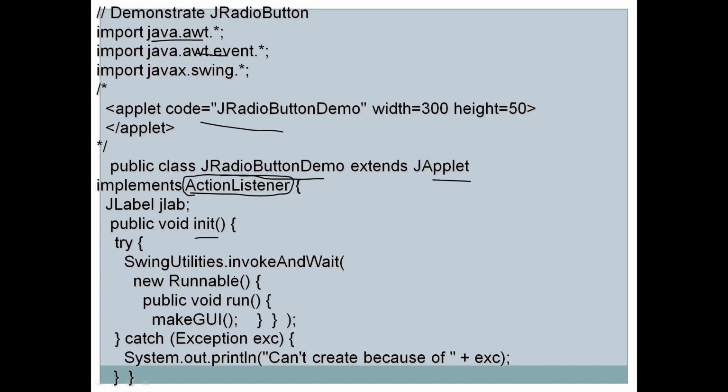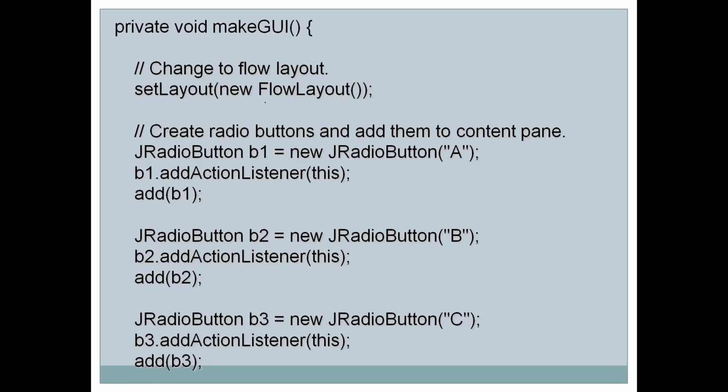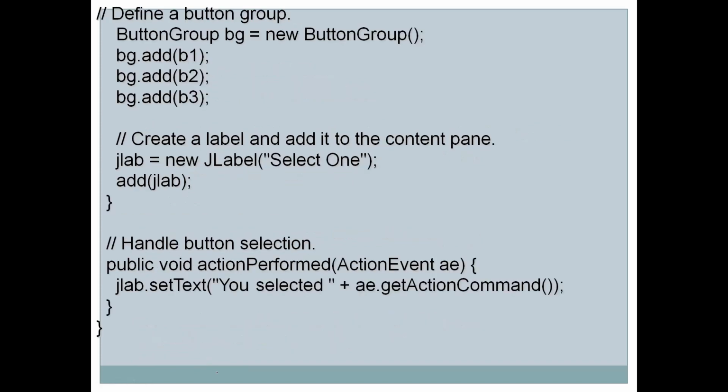Then in the init, on the event dispatching thread, we are creating a GUI. In the makeGUI, first thing layout is set. After layout is set, we are creating radio buttons. JRadioButton b1 equals new JRadioButton, and the text associated with the radio button is A, and we are adding an action listener to this, and we are passing this as the event handler here. Then the button is added on the container. Same way the second button is created, listener is added and the button is added on the container. Third is created, listener has been added and the button is added on the container.